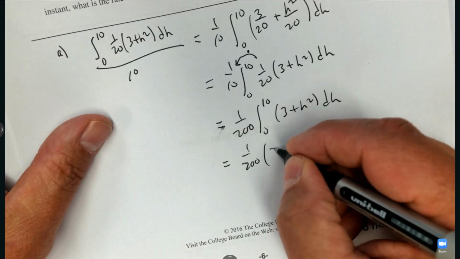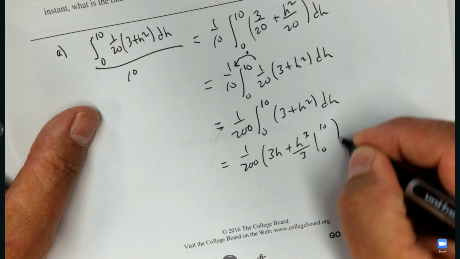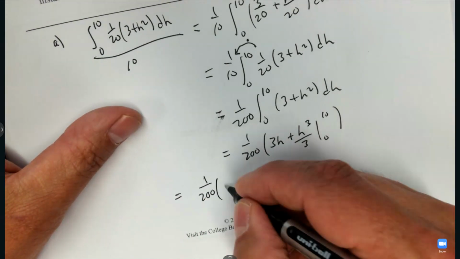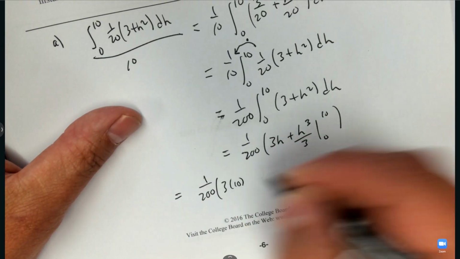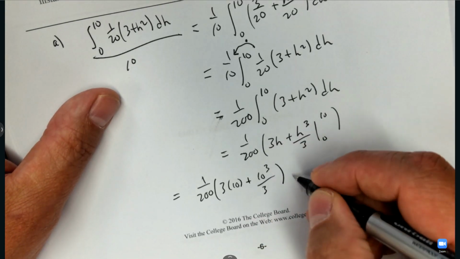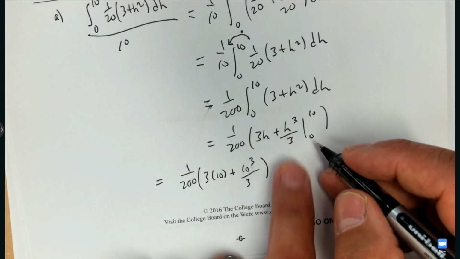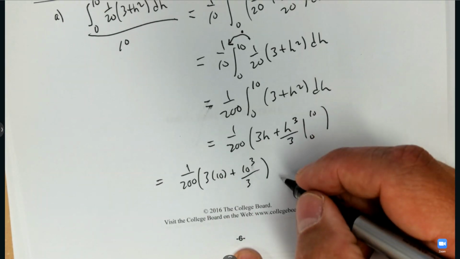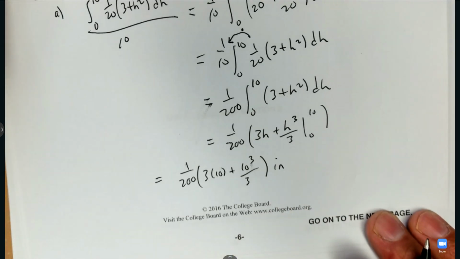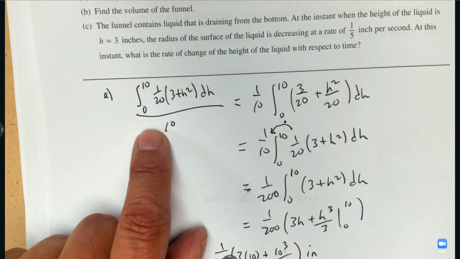So first, 3 would just be 3h. h squared, you'd add 1 to the exponent and divide, from 0 to 10. And we're not going to simplify it. So first, we're going to plug in 10. And then we would subtract and plug in 0, but I want you to know that 0 will give you the answer 0, so I don't even need to do that. And this is in inches. Part A done.